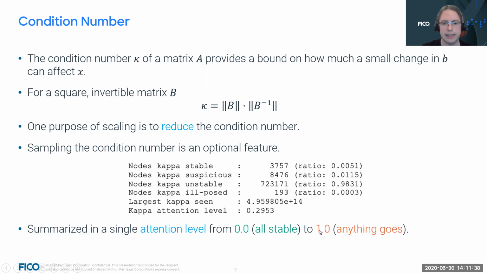And it's exactly 1 if all of them are ill-posed, and there's an ad hoc formula more or less to compute the ranges in between. So here you see 0.29, and I would call that cumbersome. For the attention level, my rule of thumb is if it's larger than 0.1, there's an issue with the model.